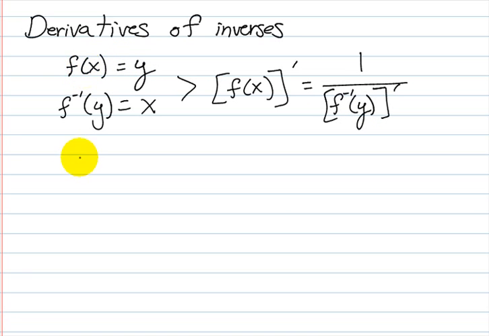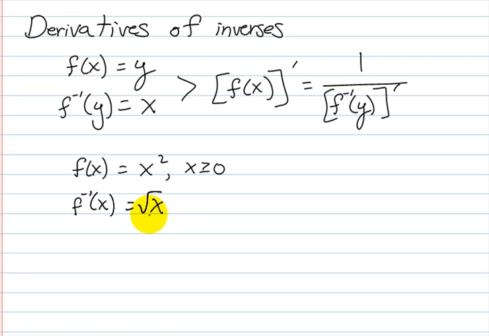Here's what I mean by that. Here's an example. Let's say the function we're talking about is x squared for x greater than or equal to 0. Obviously its inverse, f inverse of x, will be the square root of x. Then what I'm claiming is that f prime at some random x value, let's say 3, will be 1 over f inverse prime, but not at 3. The corresponding location would be at 9.